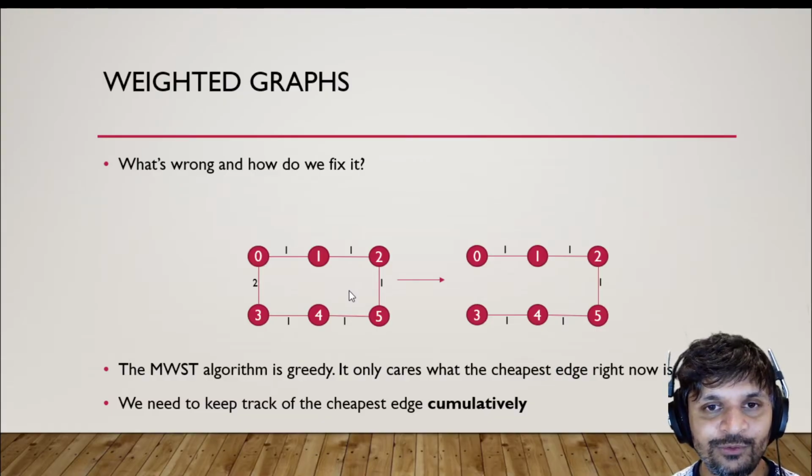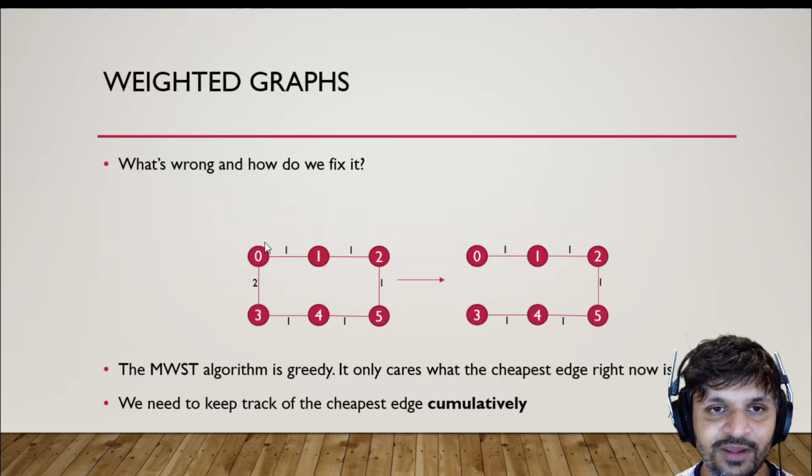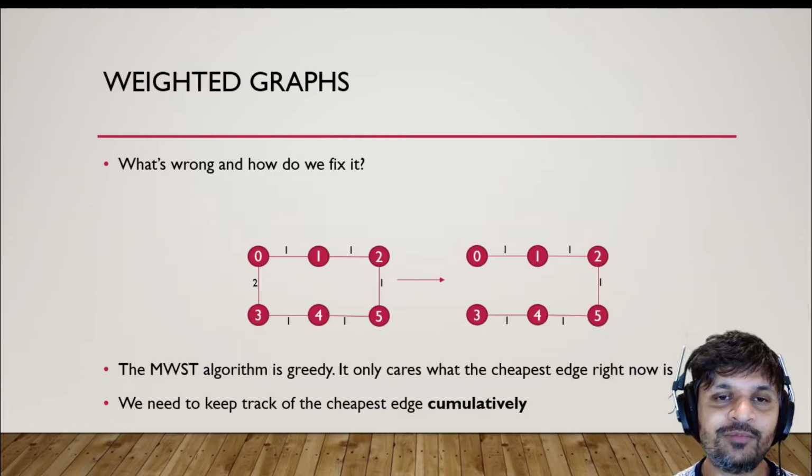Now, what we want to do is we want to change that greediness. We want to make it care about consequences. So what we do is we say, don't just pick the cheapest edge at each step, which is what the minimum weighted spanning tree does. Pick the cheapest edge cumulatively. So pick the edge with the lowest cumulative cost. Okay, what do I mean by that?